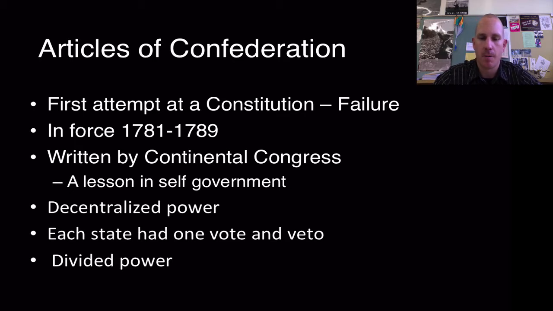One of them, there was a heavy emphasis put on decentralized power. There was no central government or executive branch at this point. Each state had 1 vote and 1 veto, so you can kind of think about how problematic that is going to be. It's going to be dividing its power amongst the states and giving more power to those states than the actual government itself.